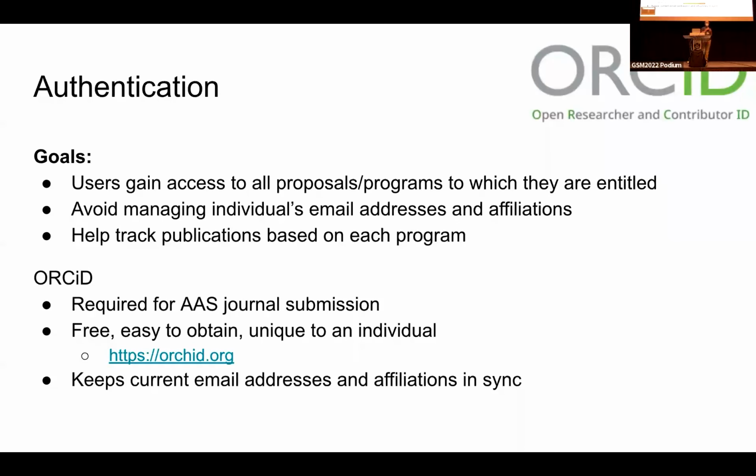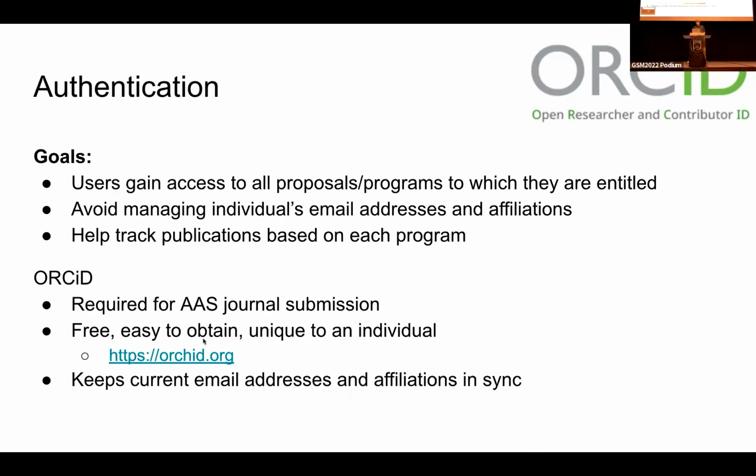We want to avoid having to manage accounts and manage all of your email addresses and affiliations, especially as you move around. And we want to keep track of publications based on a given program. And so the ORCID, the Open Research and Contributor ID, is actually perfect for this. It's now become extremely common in astronomy. It's actually required for AAS journal submission. It's accepted by most other journals. It's free. It's really easy to obtain. It takes like 5 minutes, and it's unique to you and follows you.